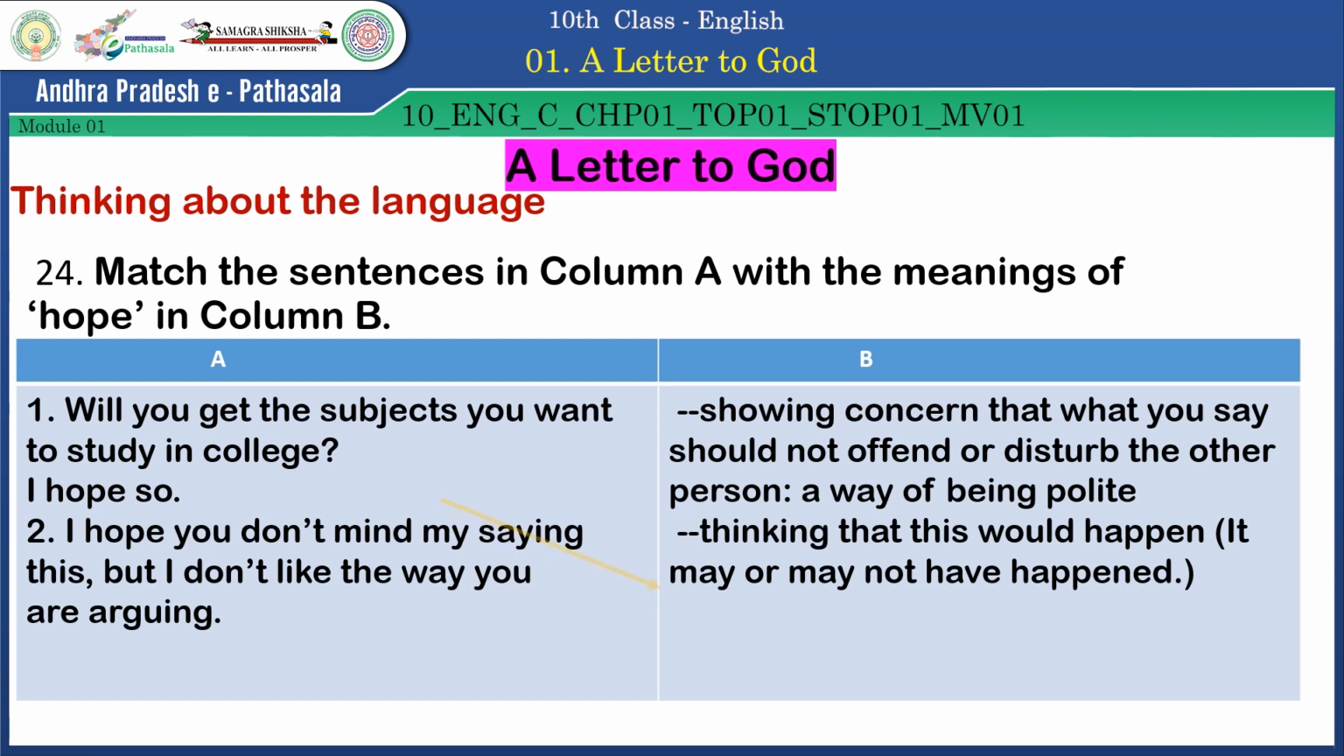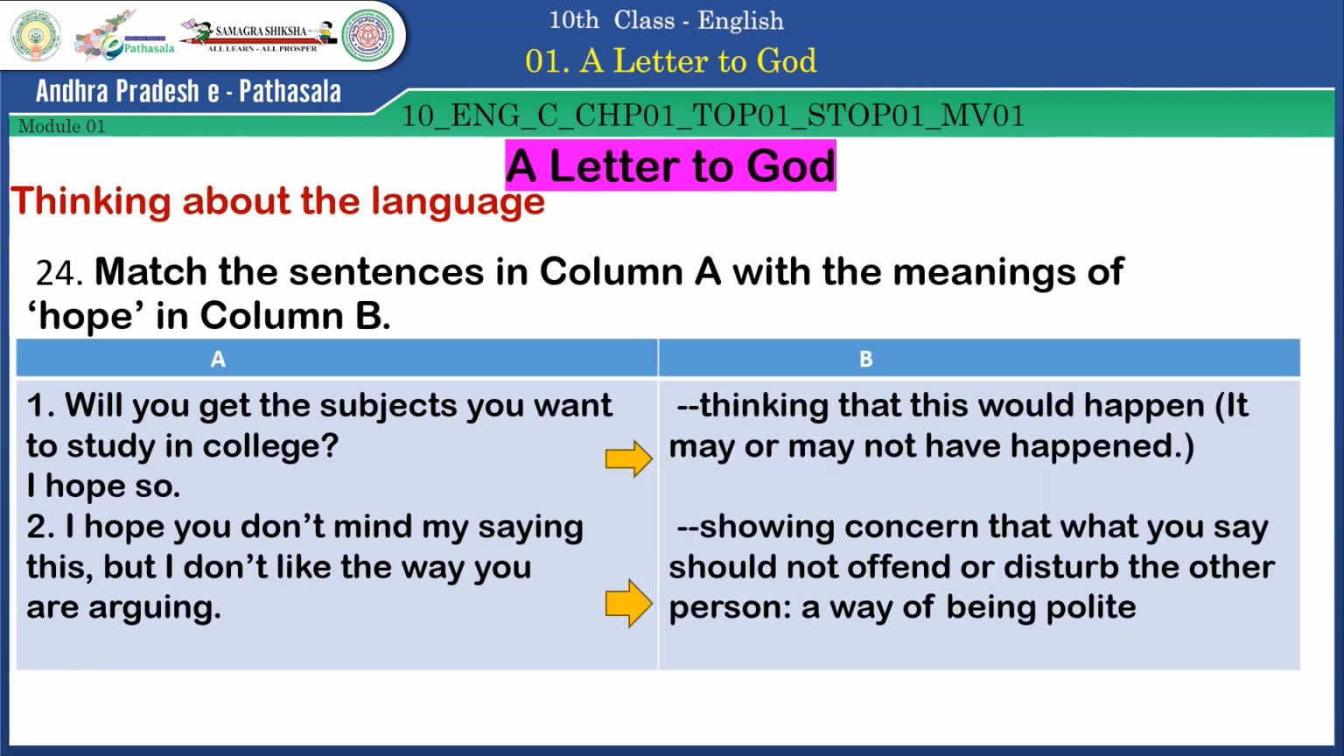I'll help you here. So here, for the first sentence, will you get the subjects you want to study in college? I hope so. The meaning is thinking that this would happen. It may or may not have happened. In the second sentence, I hope you don't mind my saying this, but I don't like the way you are arguing, showing concern that what you say should not offend or disturb the other person, a way of being polite. The answer looks like this.